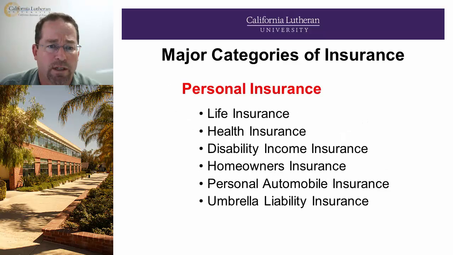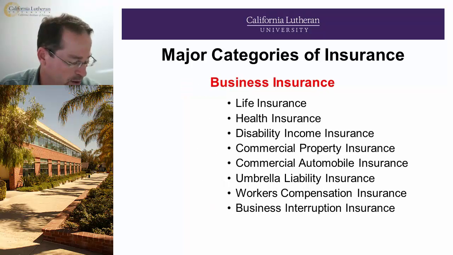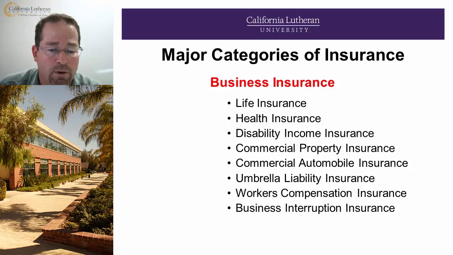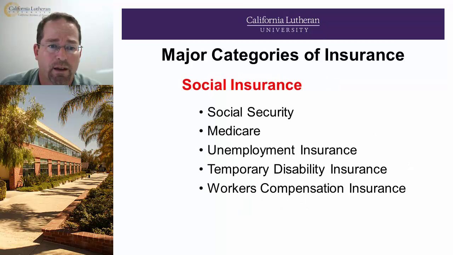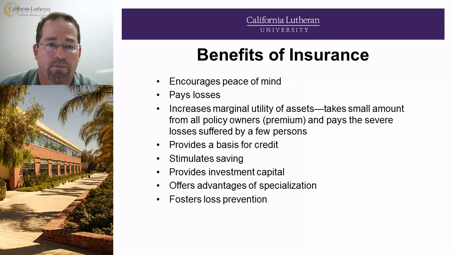In the major categories of insurance on the personal side, we have life, health, disability, homeowners, personal article, and umbrella liability insurance. On the business insurance side, we also have business life, business health, disability, commercial property, commercial auto, commercial umbrella liability insurance, workers' compensation insurance, and also business interruption insurance. We have social insurance, defined as Social Security, Medicare, unemployment insurance, temporary disability insurance, and workers' compensation insurance.